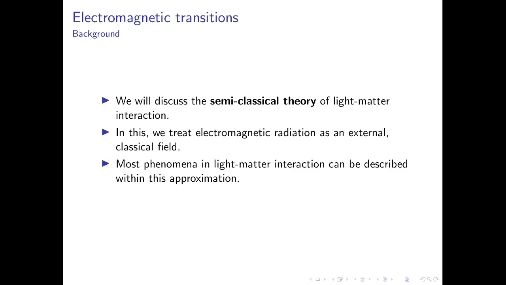Now, it may come as a bit of a surprise that most phenomena in light matter interaction can actually be explained quite well within this approximation. Almost 99% of the phenomena that we see all around us does not require you to think of electromagnetic radiation as a quantized object. And what that means is that we do not need the photon at all to explain 99% of the ways in which light interacts with matter.